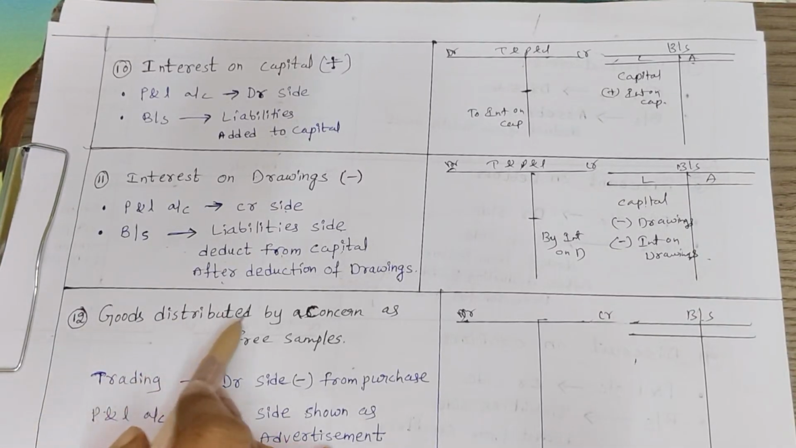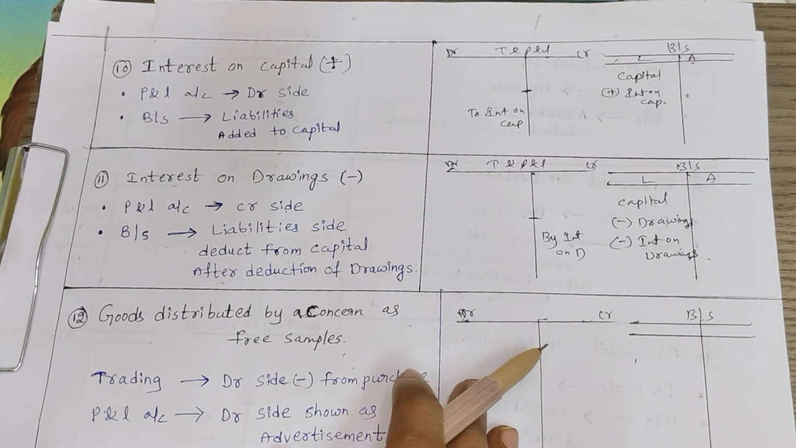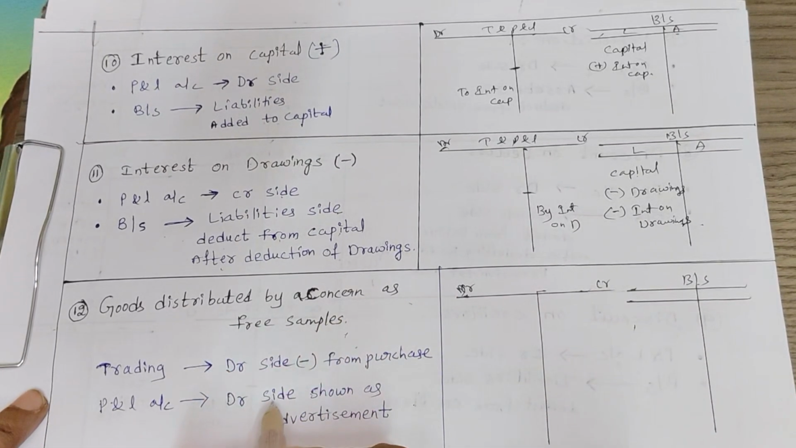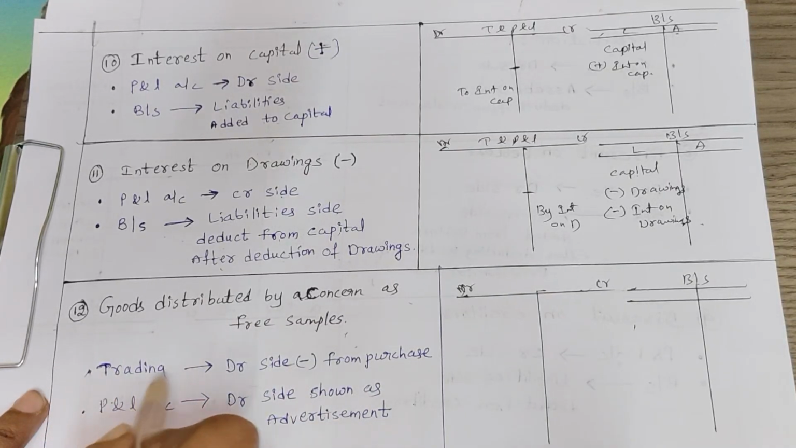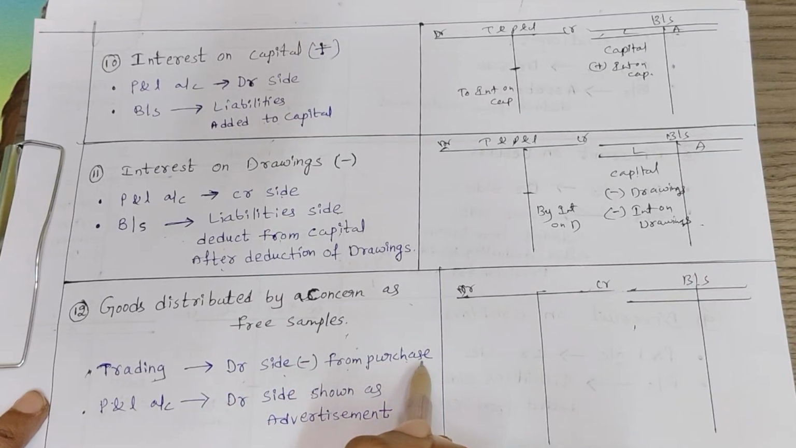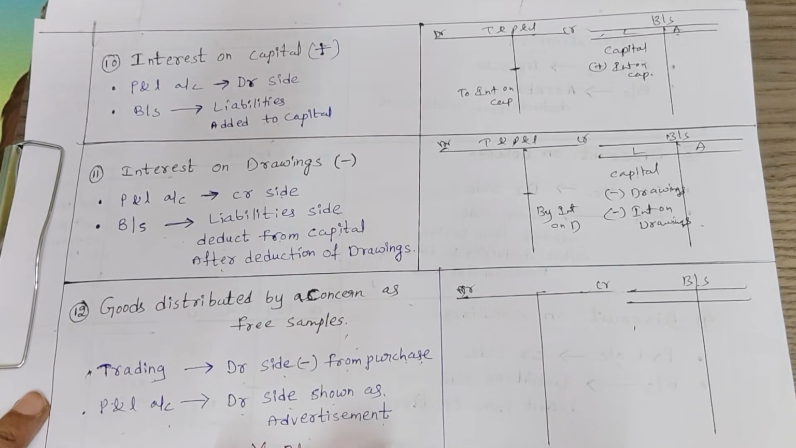Next one, goods distributed by a concern as free samples. So if an organization distributes its products as free samples, what should we do? How to adjust that? Here we have 2 points. One is trading account debit side. We need to deduct from purchases. Then profit and loss account debit side, shown as advertisement. It will not appear in the balance sheet.